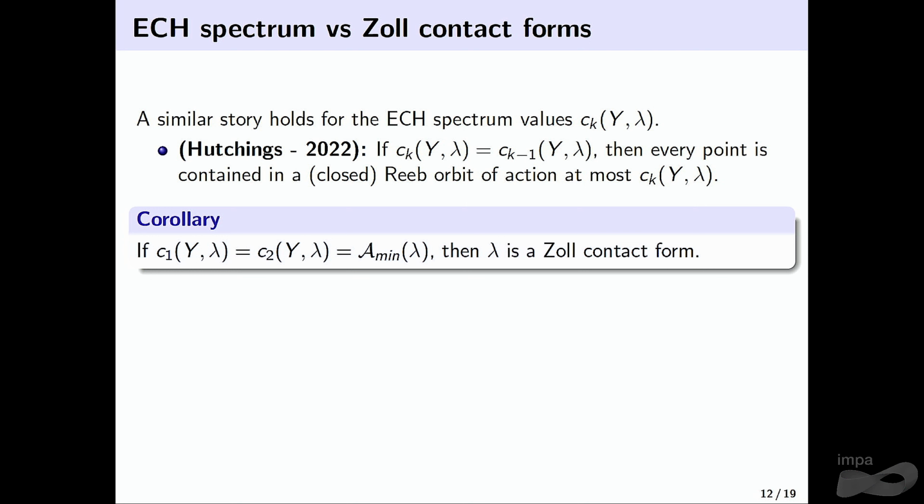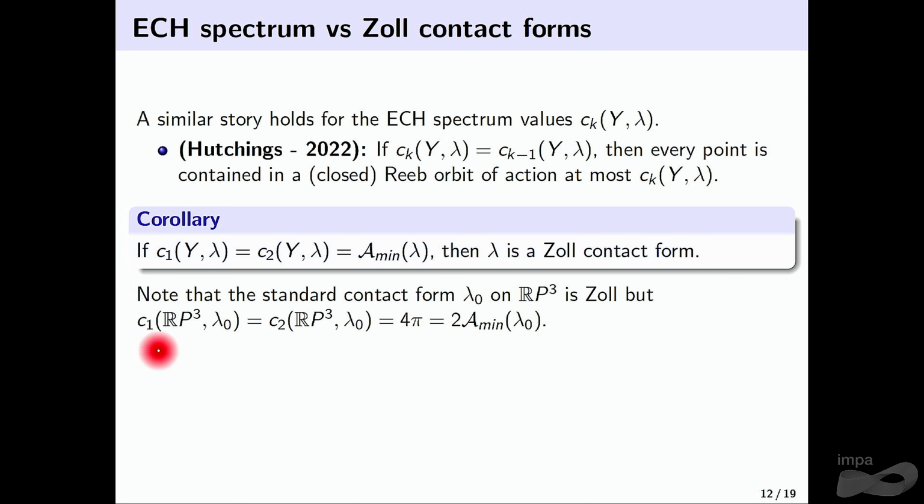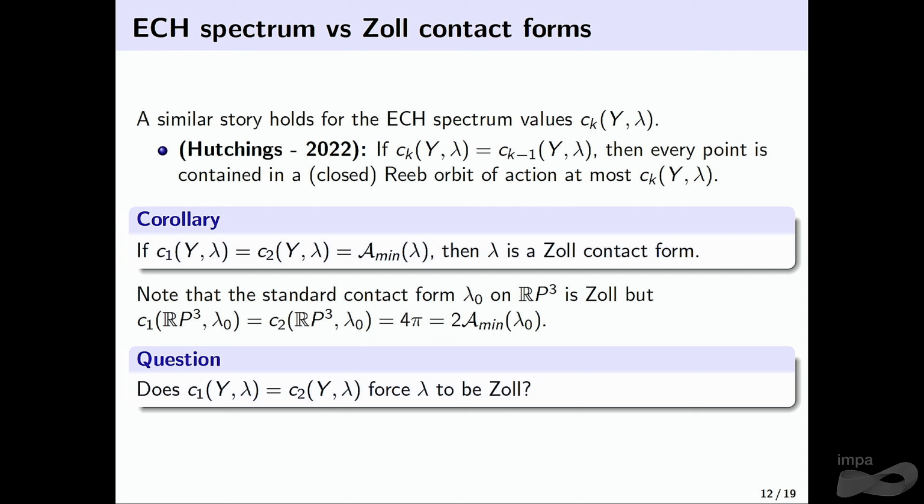But what about the converse? We saw that for RP^3 and the standard contact form, which is just the round metric on the sphere, c_1 and c_2 must be equal to 4π because you need to go twice around simple geodesics. But this is 2 times the minimal action. So the converse in that setting does not hold. But even so, c_1 is equal to c_2. So next question, I'm sorry to bring more questions than results: does c_1 equal to c_2 force λ to be Zoll? I would say yes, but I don't know how to prove it again.